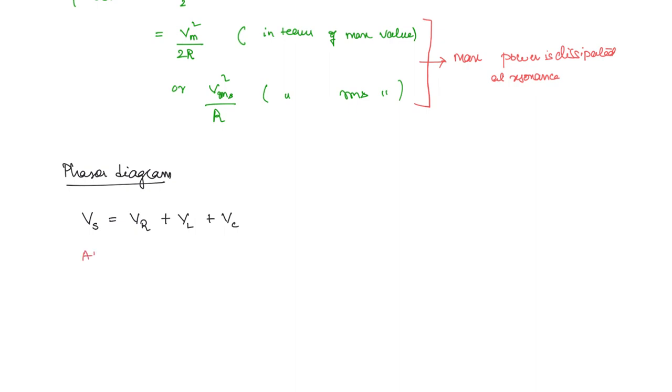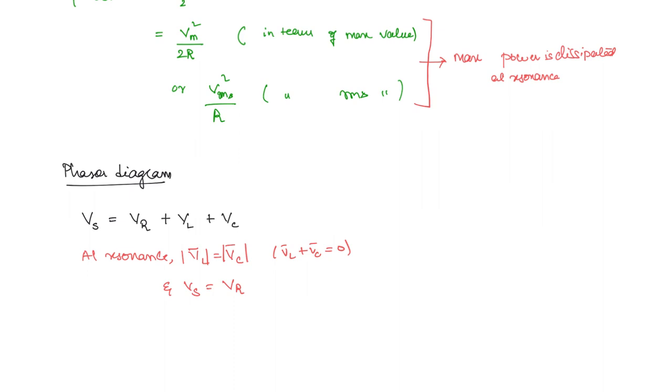At resonance, VL will be equal to Vc. Here I mean the magnitudes, not the phasors. The phase will be opposite, that means VL bar plus Vc bar is equal to 0. This is because the current is the same, since it is a series circuit, and the reactances are the same. So, the voltage will be the same. So, VL is equal to Vc and so Vs will be equal to Vr.